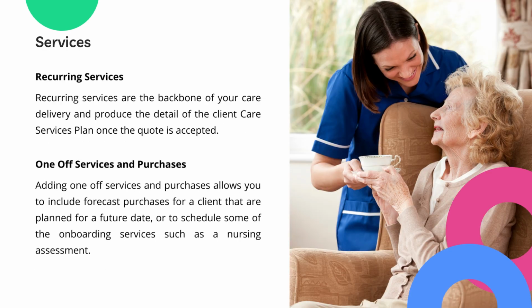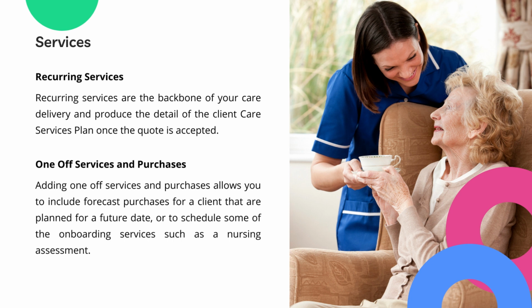After adding your funding sources and fees, it's time to add your services. This section of the code will give the client the full idea of how much it would actually cost to have services delivered for them. There are two types of services. The recurring services are what's going to be the service plan or the support plan, and one-off services, on the other hand, will allow you to add purchases or once-off services that are planned ahead.